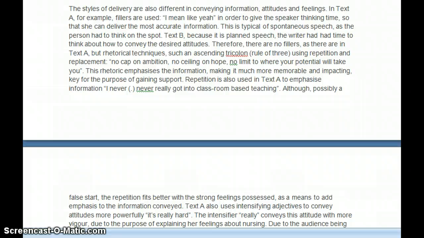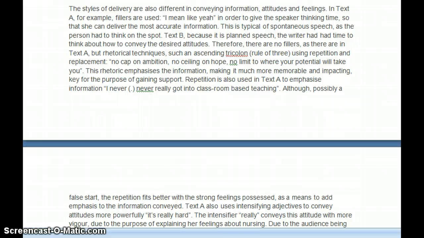Text B, because it is planned speech, the writer had had time to think about how to convey the desired attitudes. Get rid of that useless sentence, doesn't say anything. Therefore, there are no fillers, as there are in text A, but rhetorical techniques. Nice. Such as ascending tricolon, rule of 3. Using repetition and replacement: no cap, no ambition, no ceiling on hope, no limit to where your potential will take you. Okay, fab. This rhetoric emphasises the information, making it much more memorable and impacting, key for the purpose of gaining support.